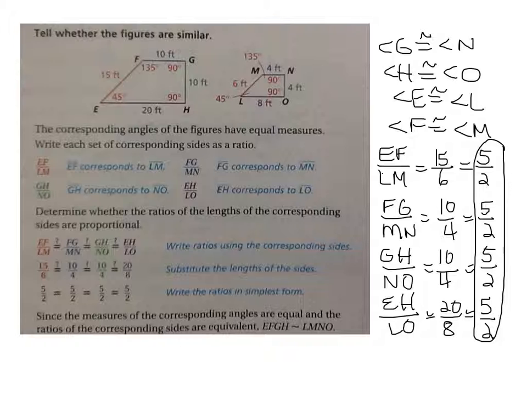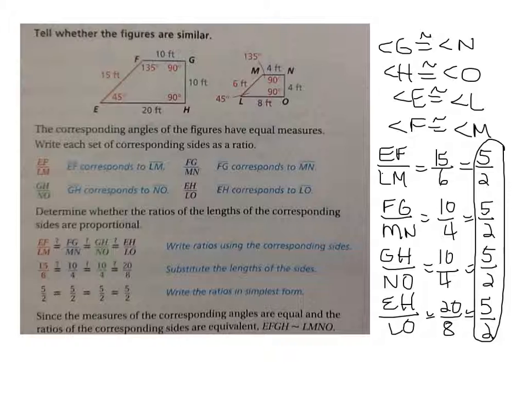Yes, so we say the ratios are all the same. Therefore, quadrilateral FGEH is similar to quadrilateral MNLO.